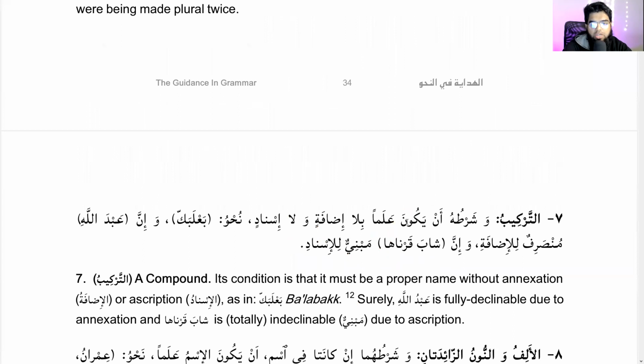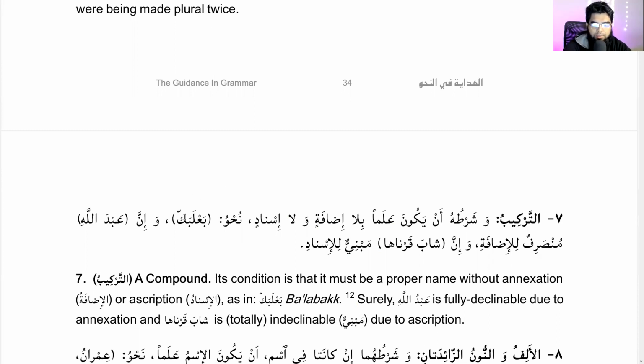التركيب وشرطه أن يكون علما بلا إضافة ولا إسناد نحو بعلبك. Another reason for غير منصرف is تركيب, a compound. Its condition is that it must be a proper name. وشرطه أن يكون علما. Not for anything else, it should be a name, علما. Bila idafatan, no mudaf mudaf ilayh. Abdullahi, that's fine, that's idafa. No idafa, and wala isnadin, no ascription. It should not be like a sentence. Like dhahaba zaydun, it's a sentence. If somebody names something dhahaba zaydun, I mean, it's an isnad, yeah.